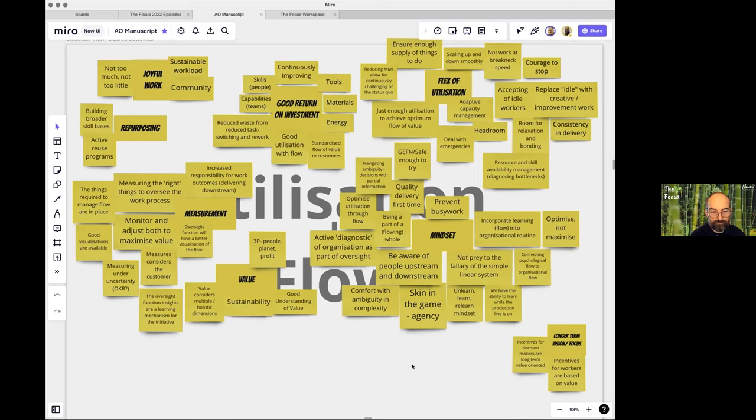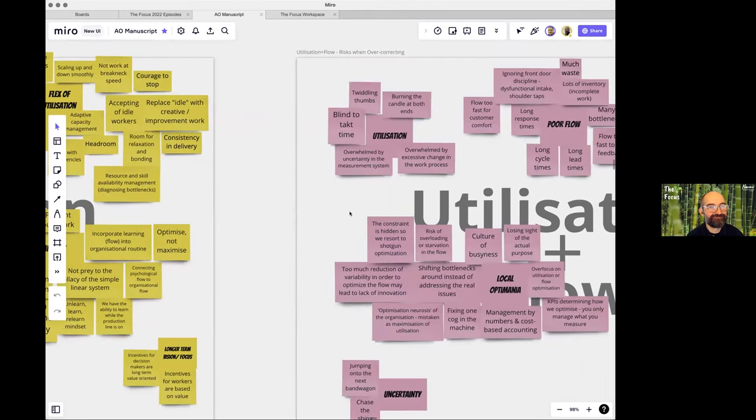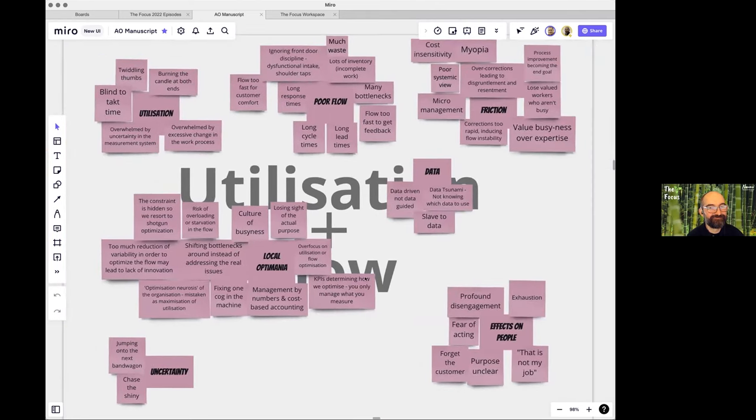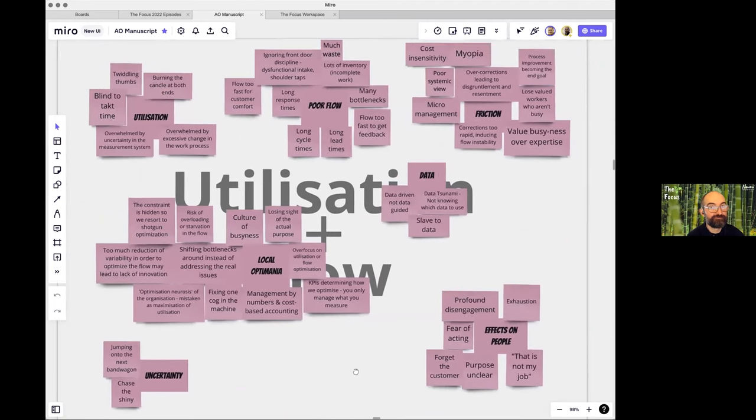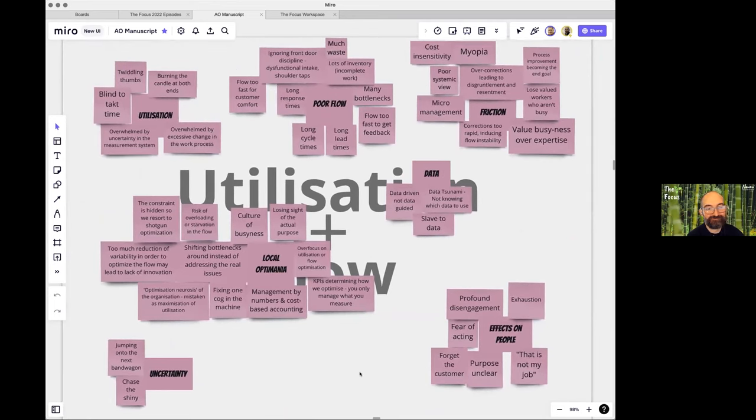Now, it's not all just dancing fairies and honey pots. There's also a downside if we over-focus on optimized flow, and this is what Horia would jump into for us. That's right.